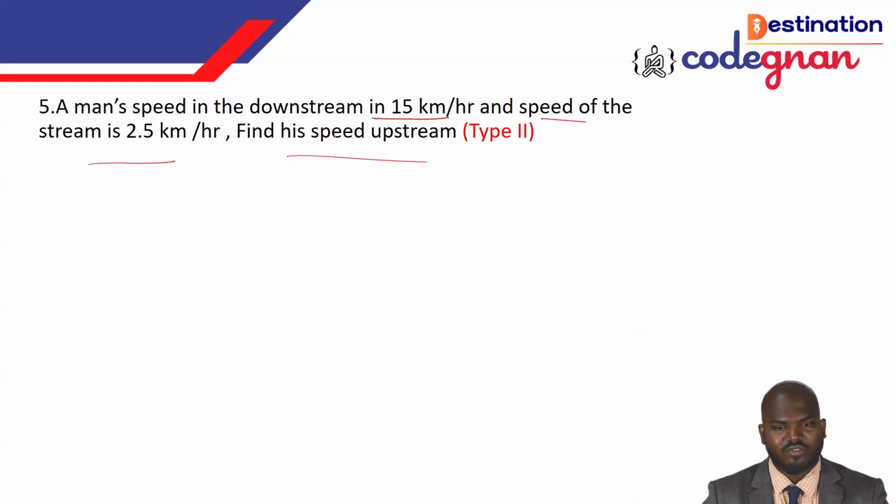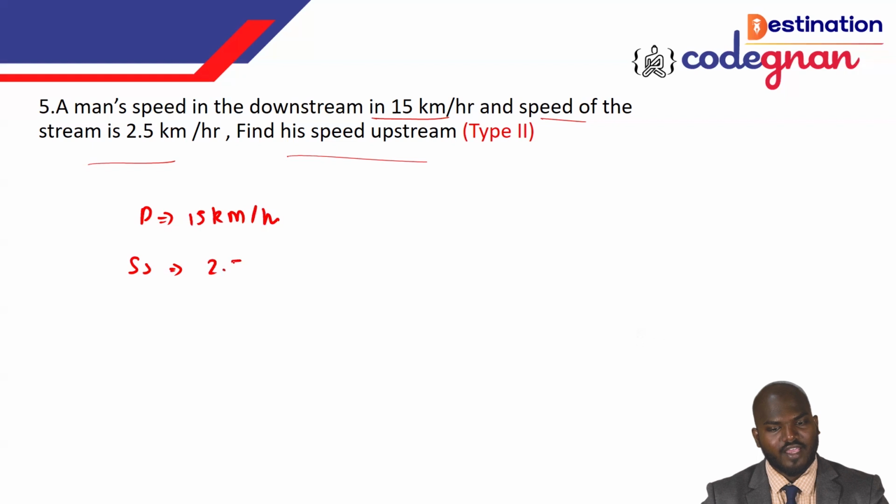The man's speed in the downstream is 15 km per hour. They are giving the downstream speed as 15 km per hour. Okay, and then they're giving the speed of the stream as 2.5 km per hour. And they are asking for the upstream speed.